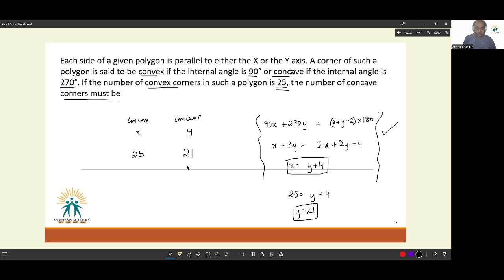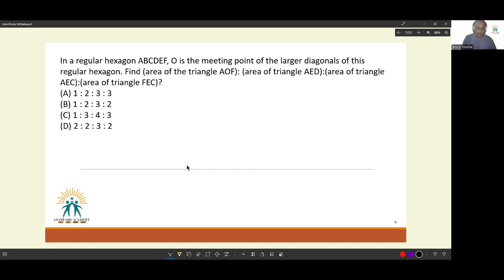Okay, next question. In a regular hexagon ABCDEF, O is the meeting point of the larger diagonals of this regular hexagon. Find the area of the triangle, and so on. Okay, first, let me try to draw a regular hexagon.